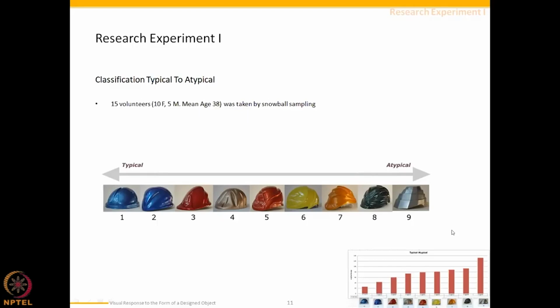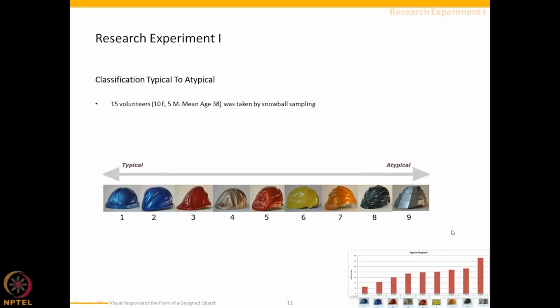And then towards 7, 8, 9, they find, is the form getting complex? Are there simple shapes towards typical? These are the questions that we need to ask ourselves. Right now, I will only place it, I'm a researcher. I will not get biased now. So I will say, I've created a scale.